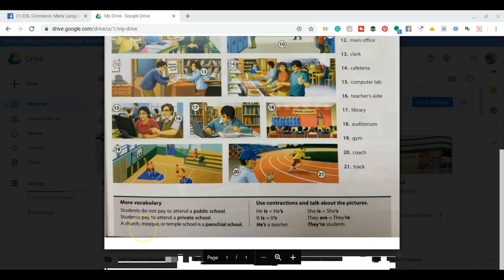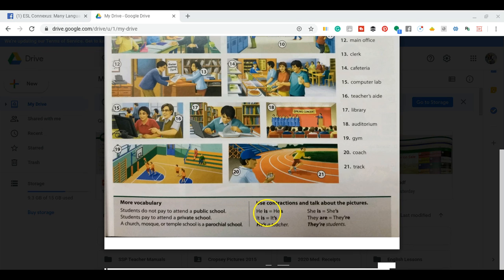More vocabulary. Students do not pay to attend a public school. Public schools in America are free. Students pay to attend a private school. A church, mosque, or temple school is a parochial school. Use contractions and talk about the picture.